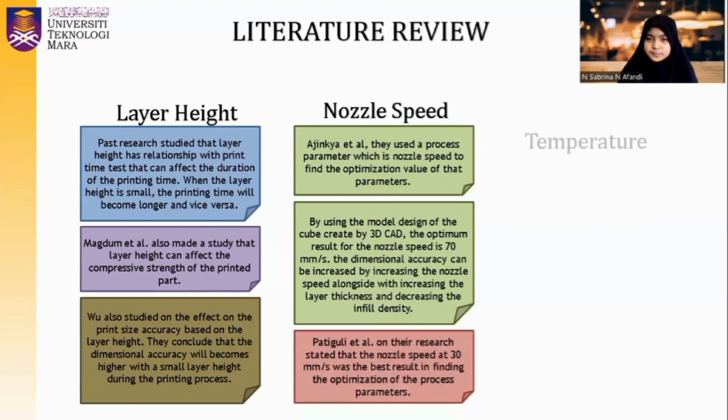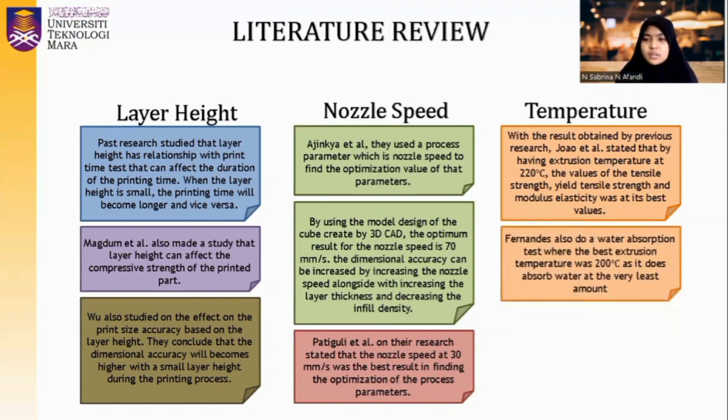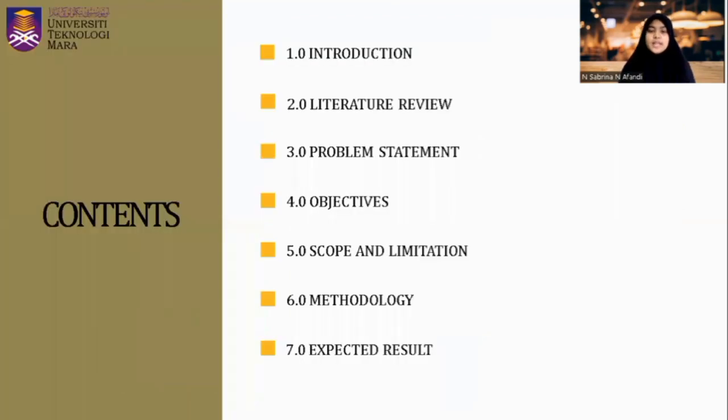decreasing density. For temperature, with the result obtained by previous research, they stated that by having extrusion temperature at 220 degrees Celsius, the values of the tensile strength, yield tensile strength, and modulus elasticity were at their best values. Fernandez also did a water absorption test where the best extrusion temperature was at 200 degrees Celsius, as it absorbs water at the very least amount. Next, problem statement.